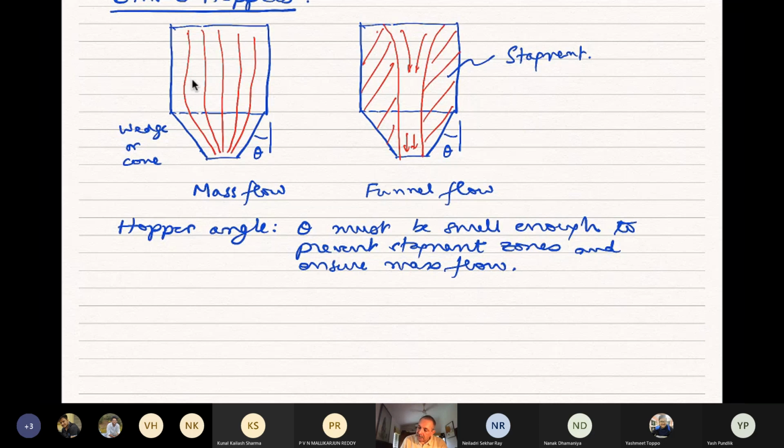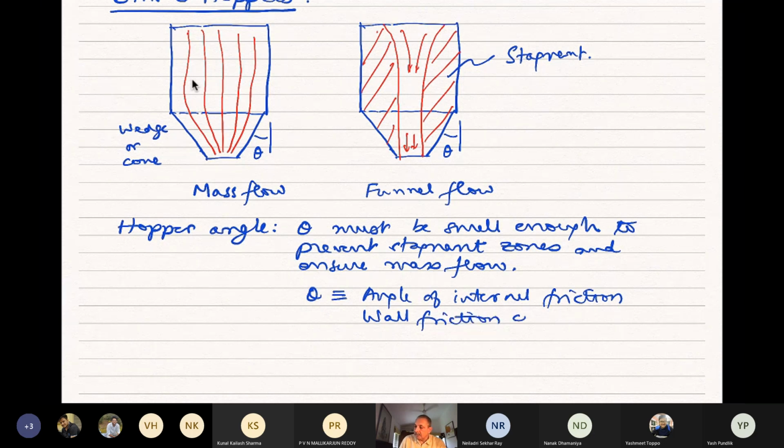And so what is this? Theta will depend on both the angle of internal friction of the material, and it will also depend on the wall friction coefficient. And quite detailed methods are available in the literature, mostly empirical, to determine what this angle should be.